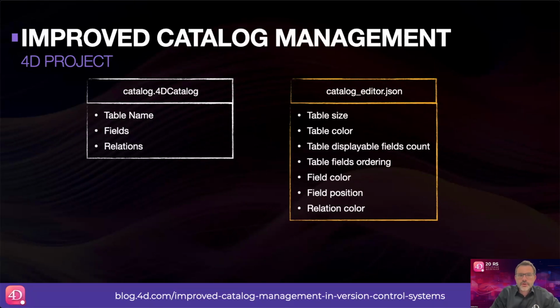And you have all the, let's say, visual options located in a new file called catalog_editor.json. So table size, table colors, etc. So you understand that now when a developer changes visual aspects of your structure, it won't update the main catalog file. It will remain untouched. And it's especially useful when you are using Git, for example, to avoid conflicts in this main catalog file and locate them in another file that you can review separately in your code reviews.